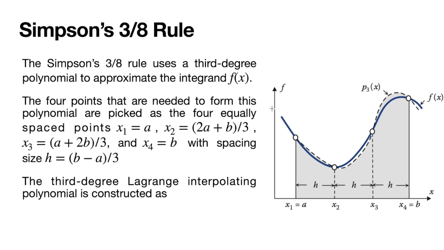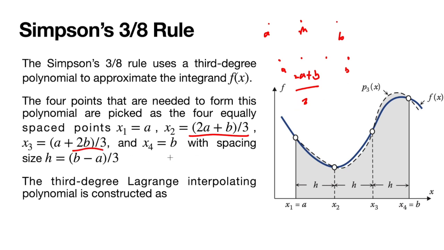So the first point is basically the point a, and the second point is 2a plus b by 3. Previously, with 3 points, for example A and B, the third point was the midpoint. But now between A and B we have to place 2 points. This is A and this is B. So x2 is basically 2a plus b by 3, and similarly the other is a plus 2b by 3.